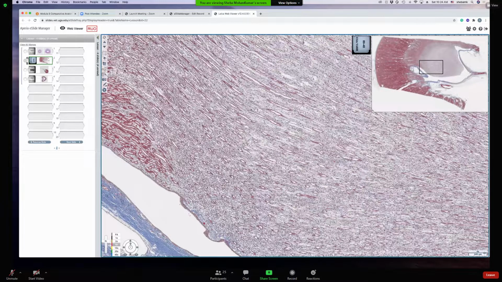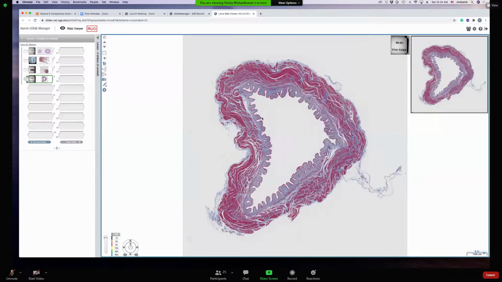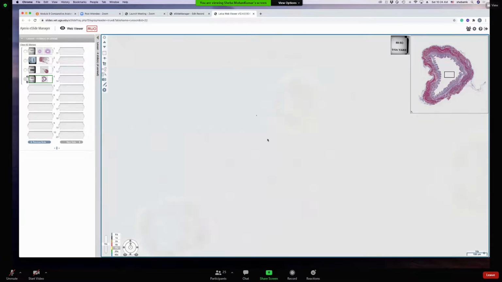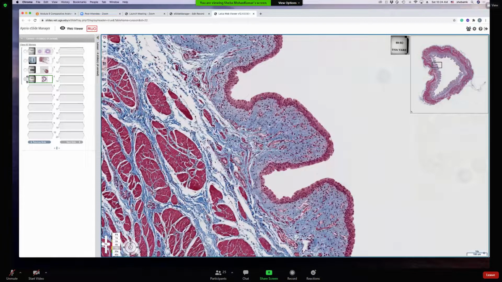Let's move on to this slide. So this is a section of what? Bladder. The urinary bladder. Okay, so again, if you zoom in, you will see transitional epithelium. Transitional epithelium, very good.